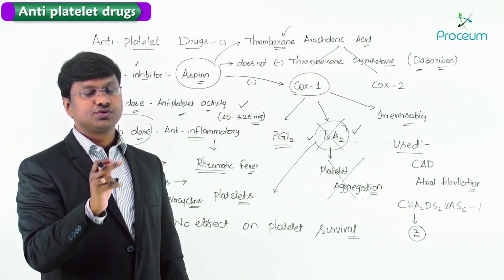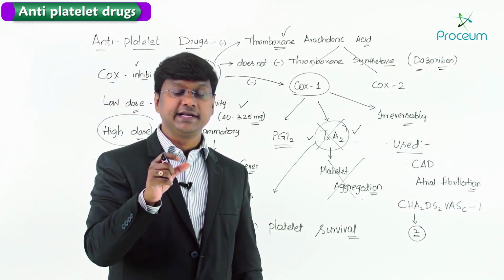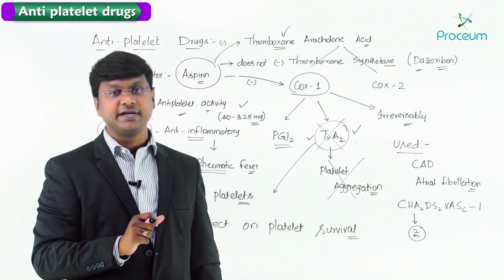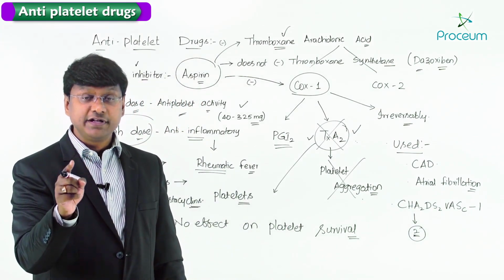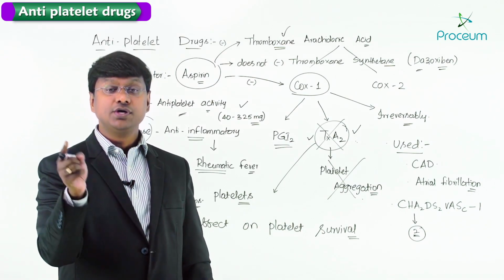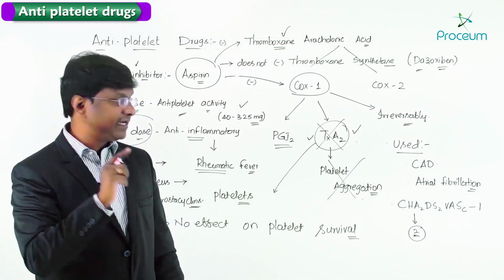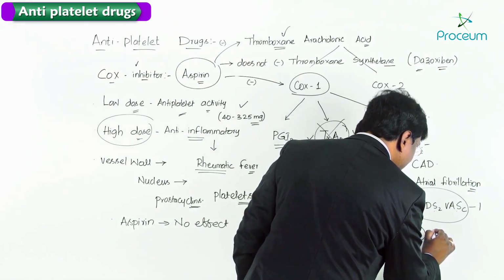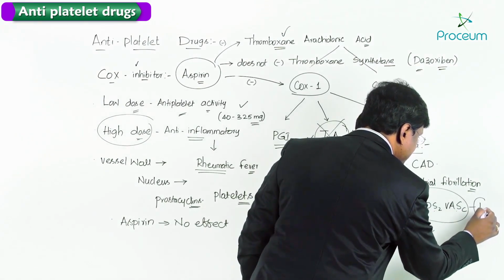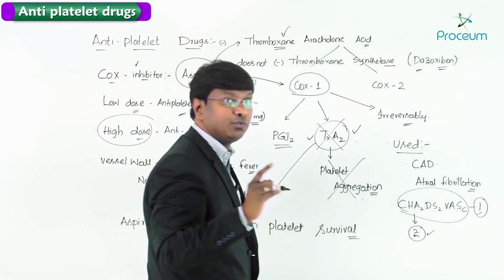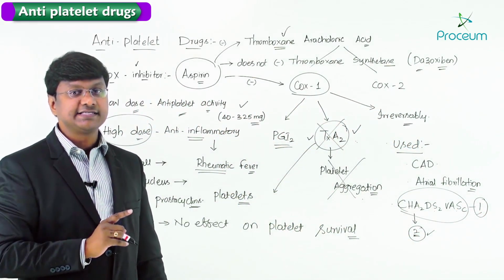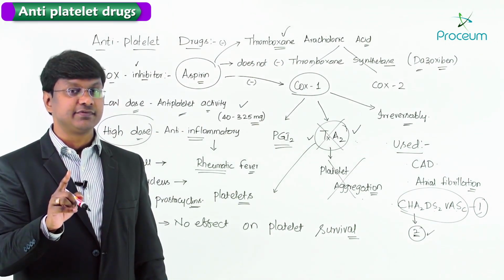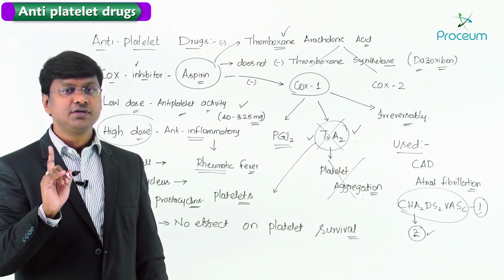We give warfarin. In the topic of anticoagulants, I have discussed that warfarin is used in the treatment of atrial fibrillation. And remember, you will give warfarin in atrial fibrillation when the CHA2DS2-VASc score is 2. When the score is 1, then we give the antiplatelet, that is aspirin. And please remember, aspirin has no effect on platelet survival time and their adhesion to the vessel wall.